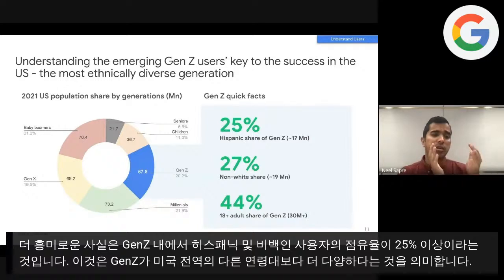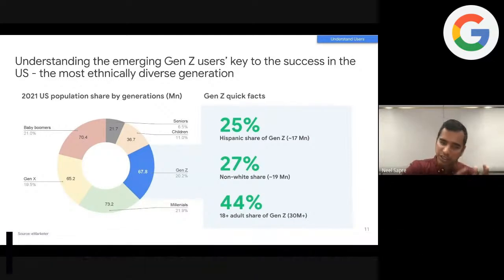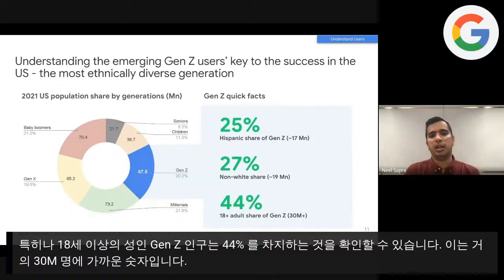If we only look at the adult population, let's take out the children and let's take out infants, we see that Gen Z almost accounts for 44% of the adult population. So that's like 30 million plus. So this is an extremely important subset of audiences in the US.